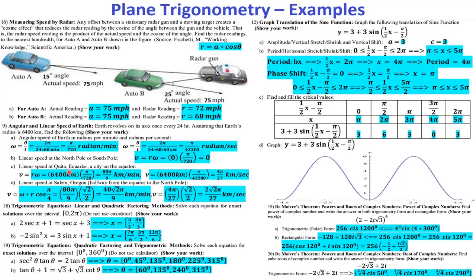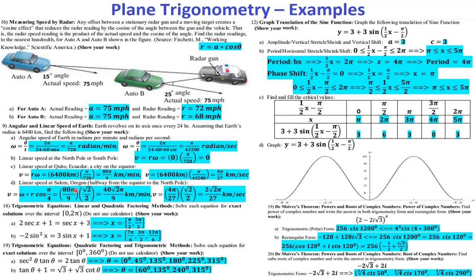Linear speed at the equator is V equals R omega, which is 64,000 kilometers. Then omega is pi over 720, so that is 80 pi over 9 kilometers per minute. And that is per minute. Per second is 4 pi over 27 kilometers per second.